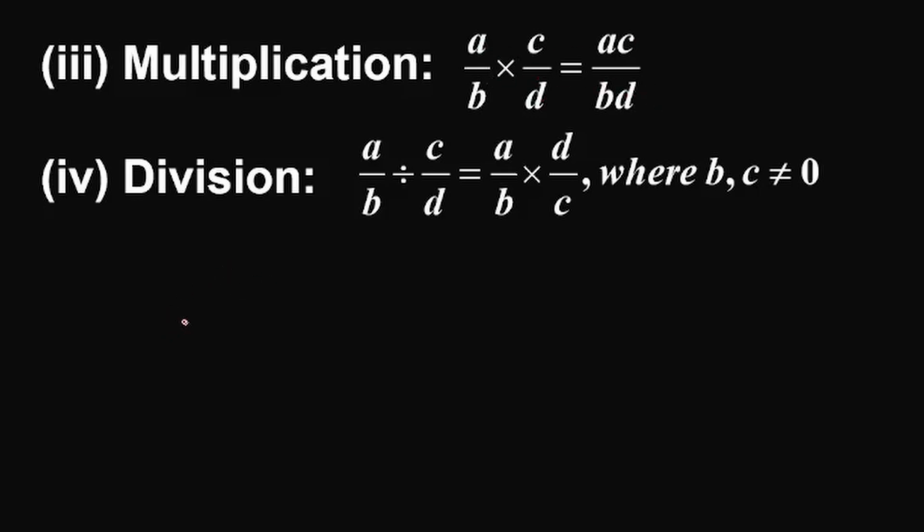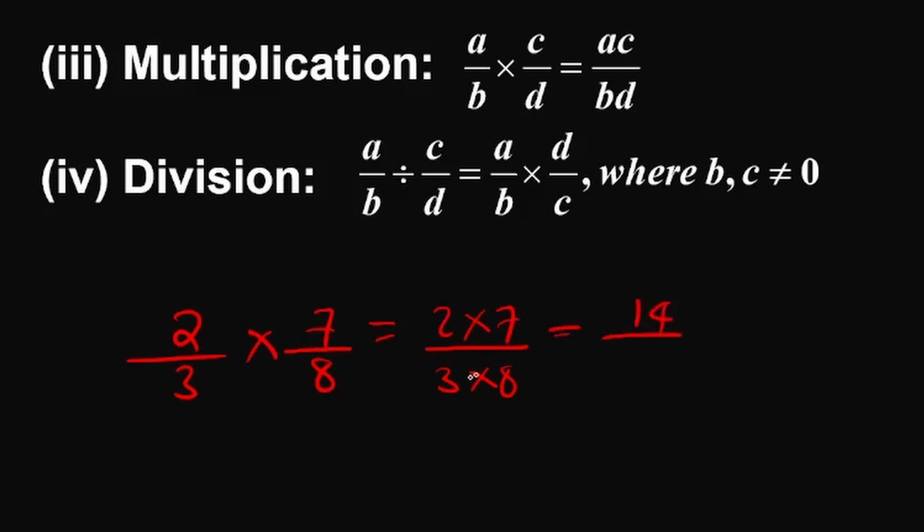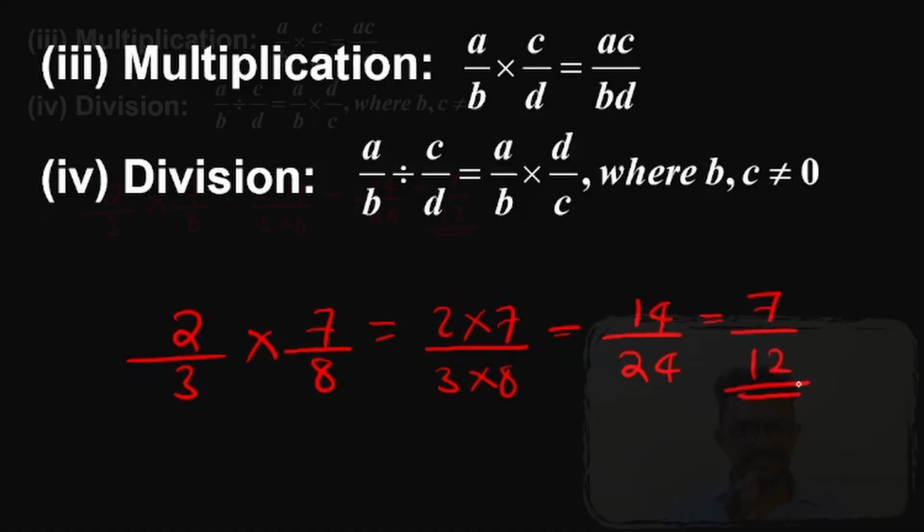For example, what is 2/3 times 7/8? 2 times 7 in the numerator, 3 times 8 in the denominator. Pretty easy, right? 2 times 7, the answer is 14. 3 times 8 is 24. 14 and 24, both are divisible by 2. 14 by 2 is 7, 24 by 2 is 12. And 7/12 is the required answer.